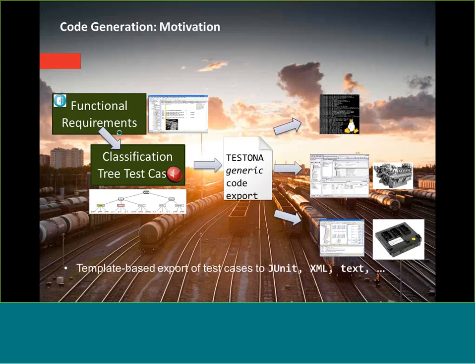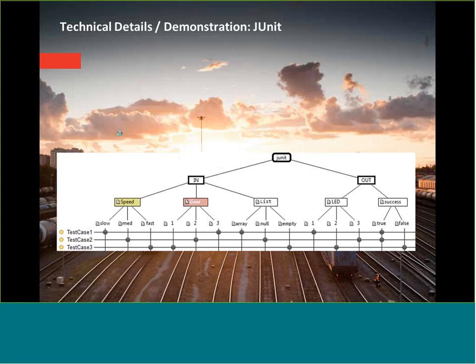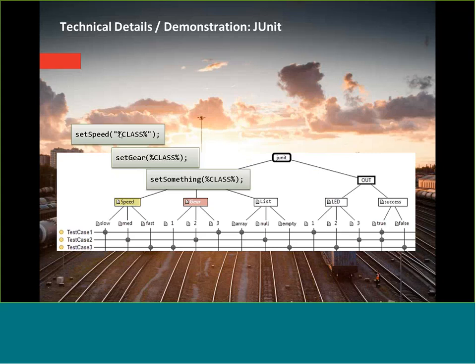And what we suggest is that we have here a generic code export. How can this work? I will give you a short example. I have here an example for JUnit, but this works for any XUnit, PUnit, CUnit, whatever. It works for any XML, for any textual specification. And what we suggest is to annotate code snippets to the individual parameters in the classification tree.